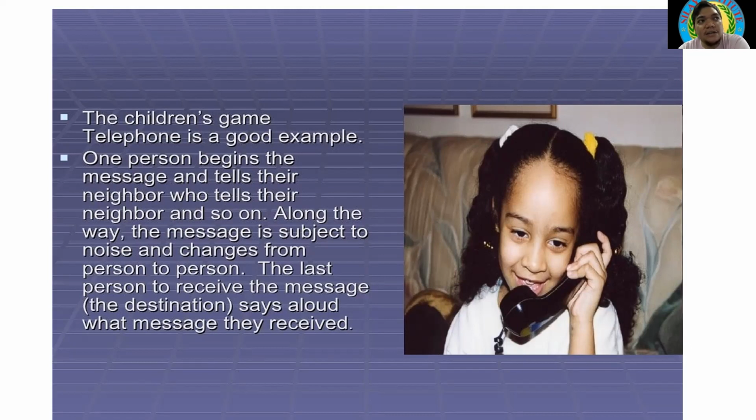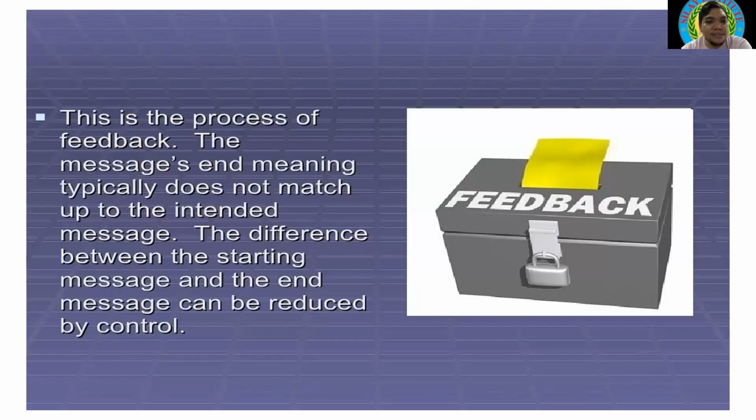We can see there that there are noises and challenges we are facing in the transfer of information. But the moment we use technology, cybernetics is already exposed to the people. This is the process of feedback. The message and the meaning typically do not match up with the intended message. The difference between the starting message and the end message can be reduced by control.